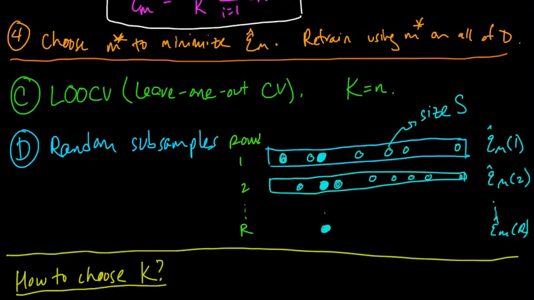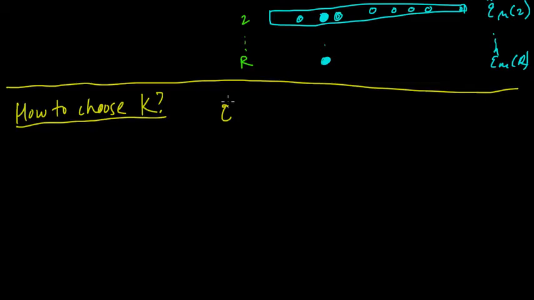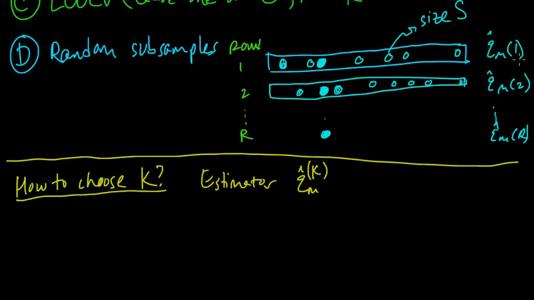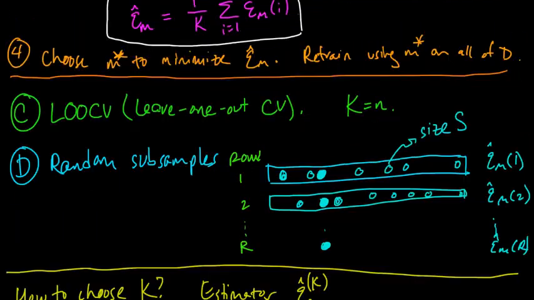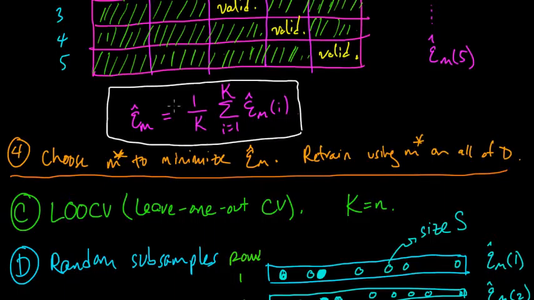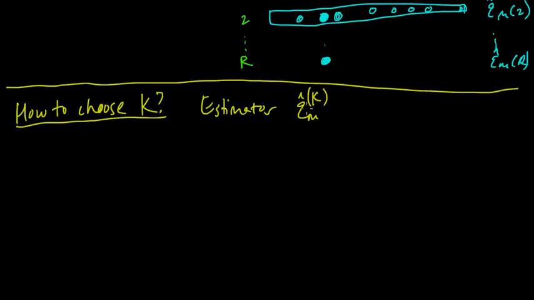So let's write down here. We wanted to estimate epsilon m, so we constructed an estimator epsilon hat m, and let's put a superscript k. Before I was using this to denote the error for each round, but this is different. Now the k denotes the k in k-fold cross-validation. So it's an estimator of epsilon m.